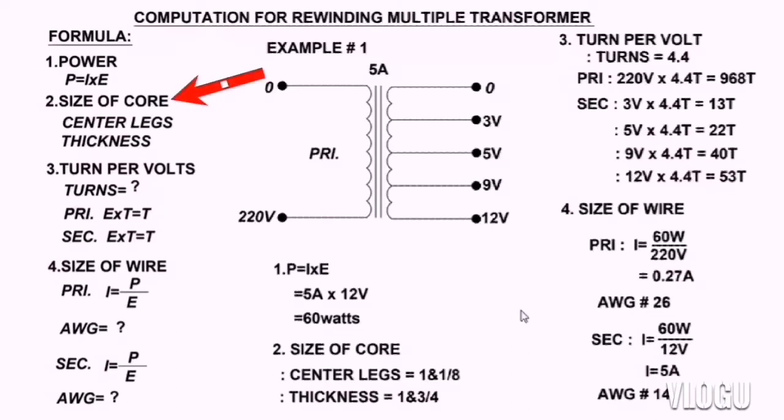Number two, size of core. We need to get the center legs and the thickness. Number three, turns per volt. We also need to get the primary and secondary turns, and we use the formula: turns is equal to turns per volt times the voltage. And number four, size of wire. We need to get the size of the primary and secondary, and the formula to be used: current is equal to power divided by the voltage.